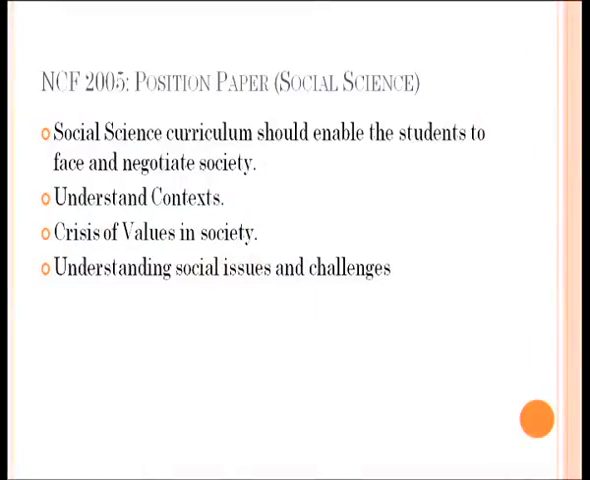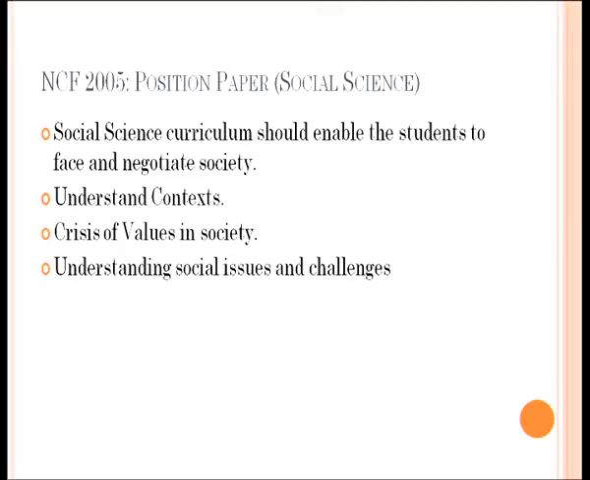Now, what does the position paper of social sciences say? According to NCF 2005, the social science curriculum should enable the students to face and negotiate society. On a day-to-day basis, a number of new problems are emerging. Students face a number of new problems for which they have to generate their own solutions. For this, the students of social science should be given a curriculum or taught according to a syllabus that empowers them and enables them to face and negotiate the problems of society. Understand contexts. Whatever context is there, whenever they are being taught anything, they should be made aware as to where they are going to use this particular content in their life.